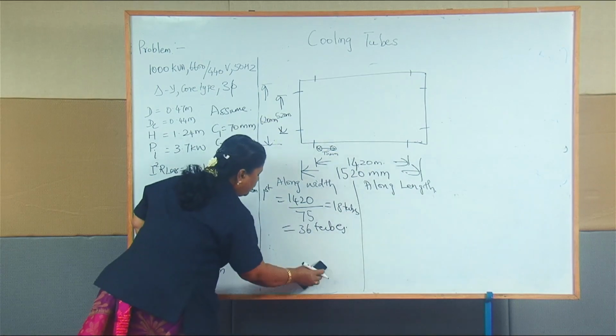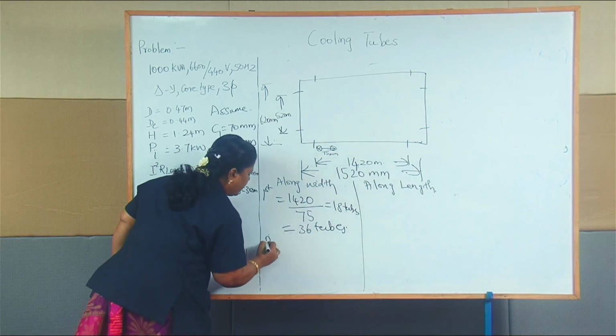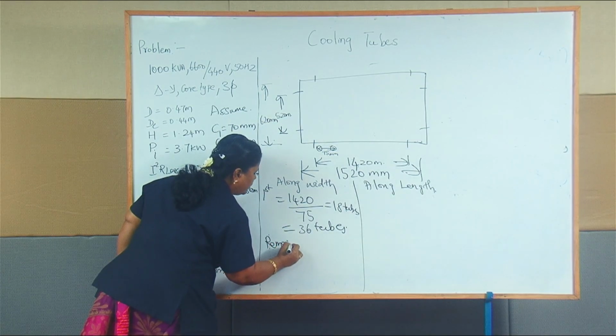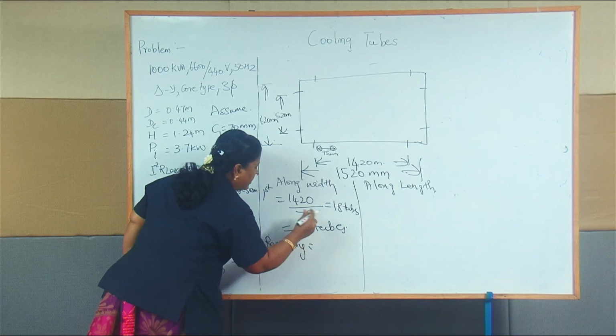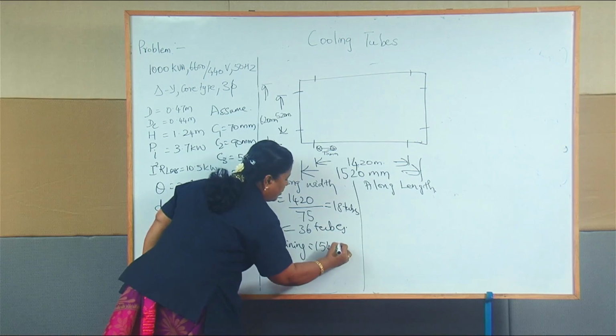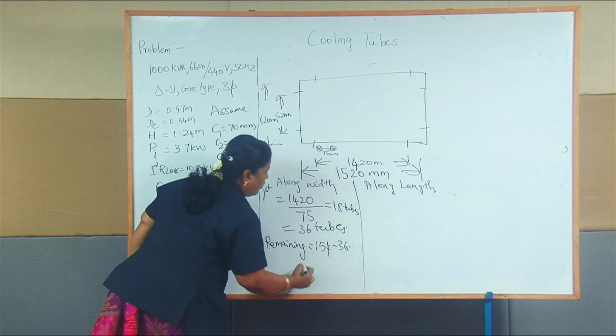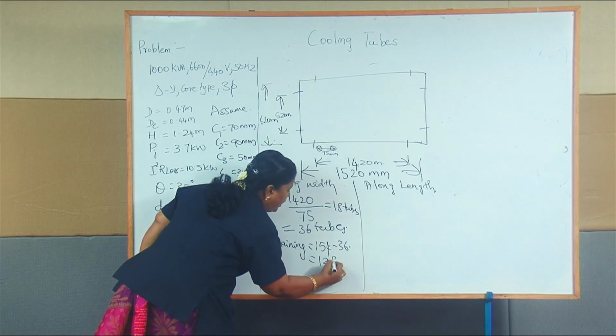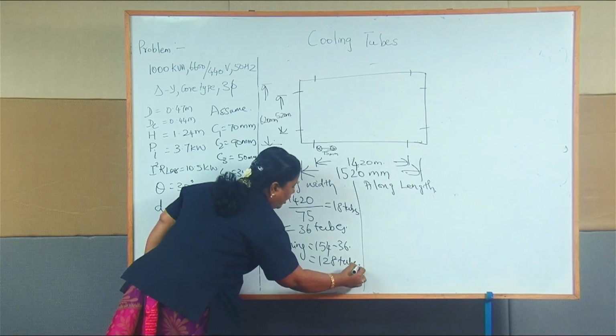So, what is the remaining tube? How many tubes will we have remaining in the first row after placing all the cooling tubes? 18 plus 18 is 36. Total tubes is 154 minus 36. Okay, it is around 128 tubes that will be remaining now.